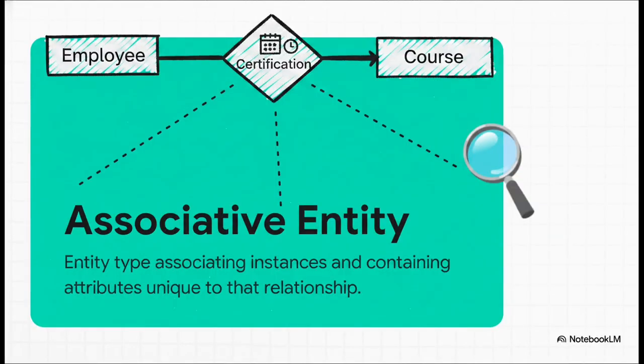Okay, here's a curveball you will for sure encounter. What do you do when a relationship itself has its own data? Let's say an employee completes a certification course. The date completed doesn't belong to the employee table, and it doesn't really belong to the course table. It belongs to the specific event of completion. When a relationship holds unique attributes like that, we have to convert it into an associative entity.